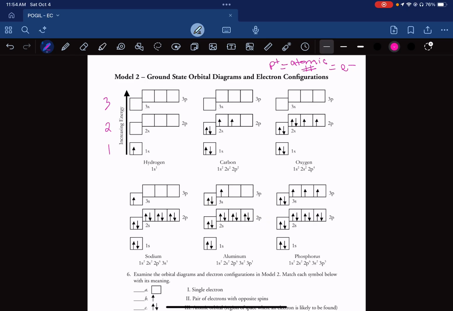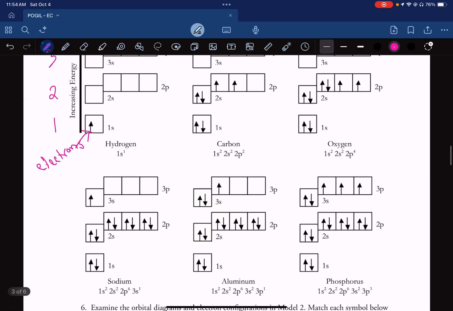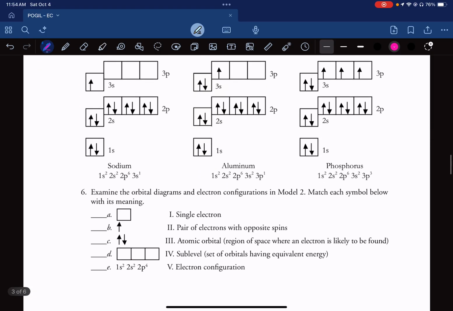So for carbon, you see a little bit more. So these arrows are like the electrons. And the boxes are orbitals. And then this series of boxes is a sublevel, but this is also a sublevel. Okay, so a sublevel we'll talk about a little bit more. First, let's just identify all of these different things.